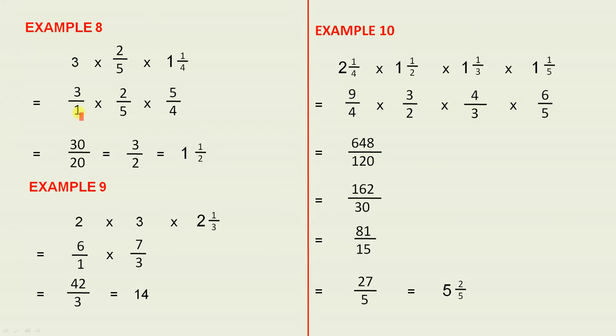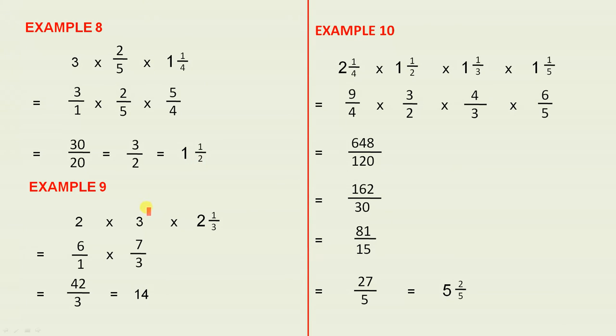Example 8, you change the 3 to 3 over 1, that remains 2 over 5, and 1 1/4 becomes 5 over 4. 3 2s are 6, 6 5s are 30, so there's your 30. 1 times 5 is 5. 5 fours are 20. There's the 20. Divide top and bottom by 10. That gives you 3 over 2, which becomes 1.5.